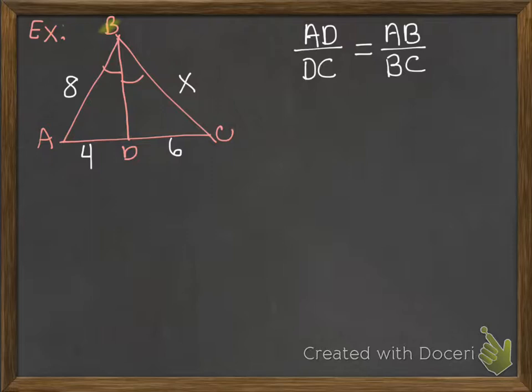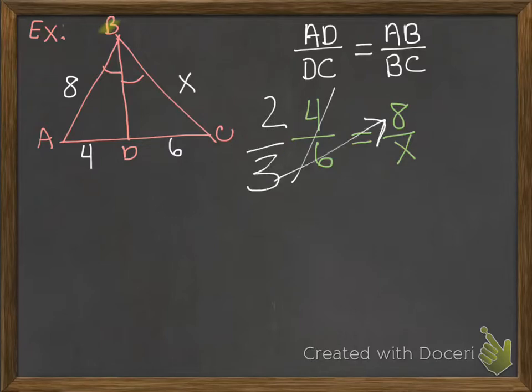Plug in what you know. What's the length of AD? 8 over 8. Good. All right, I'm personally going to simplify first. What goes into 4 and 6? 2. Now I'm going to cross multiply with 3 times 8. 24 times 2.